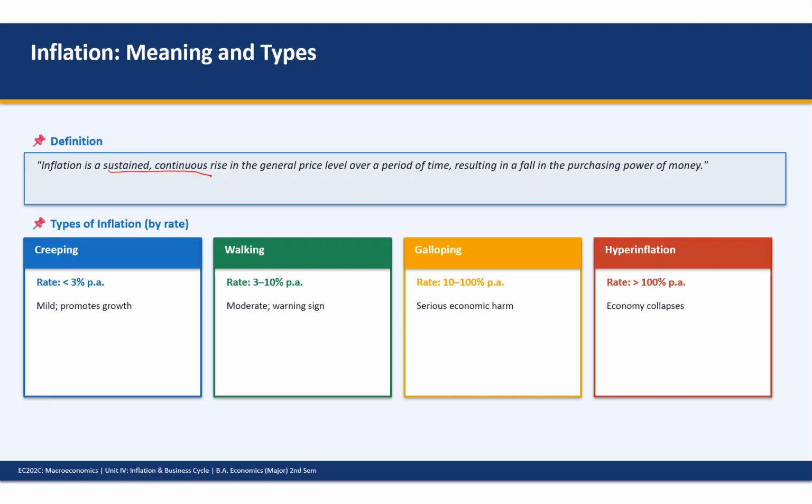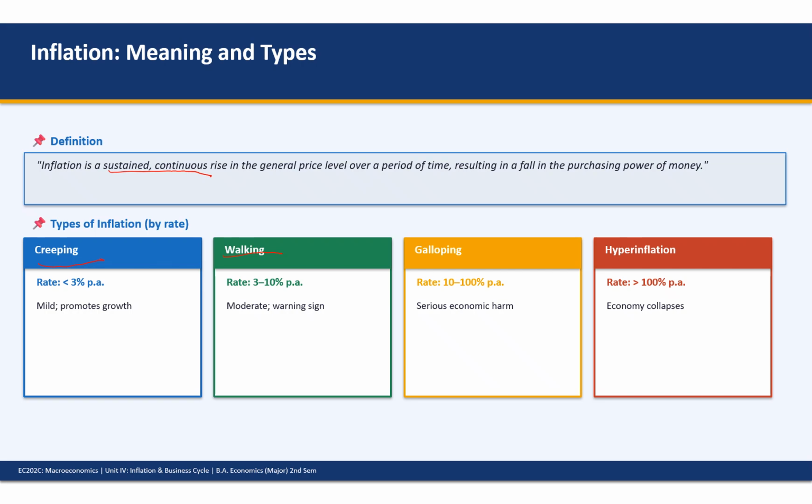The first type of inflation is creeping inflation. When the rate is below 3% per year, that inflation is known as creeping inflation. This is a mild form of inflation and is often considered manageable and in some cases even helpful for growth. The second type is walking inflation, which lies between 3 to 10% per year. This is a moderate rise in prices and should be treated as a warning sign for the economy.